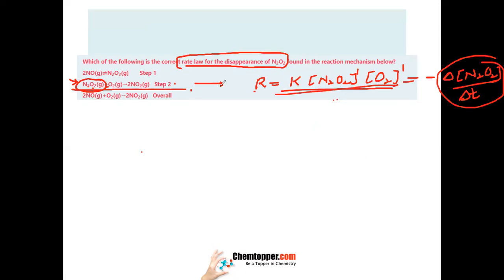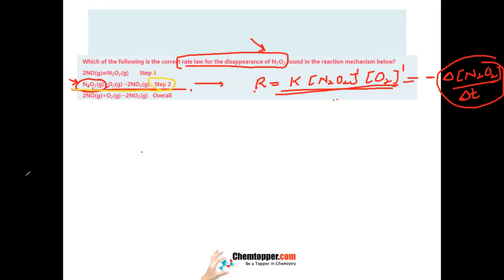So that is the question. They are not asking normally what is the slowest step, what is the intermediate. They're asking what is the rate law, what is the rate for the disappearance of N2O2. So you have to see that N2O2 is used only in step 2. So you write down the rate law for step 2. Steps are elementary steps, right?